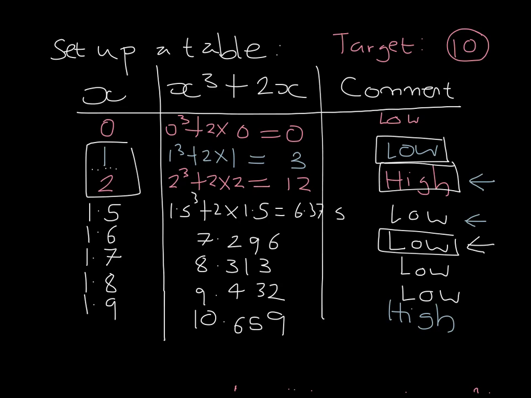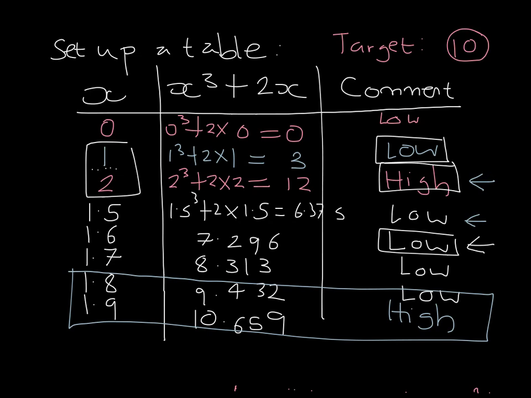So we can see that 1.8 gives us a value that's slightly lower than 10, 1.9 gives us a value that's slightly higher than 10, so our answer has to be somewhere in between 1.8 and 1.9. Now, we could carry on doing this for a very, very long time, making the answer more and more accurate. And if the answer is an infinitely long number, then we could be here for a very long time.